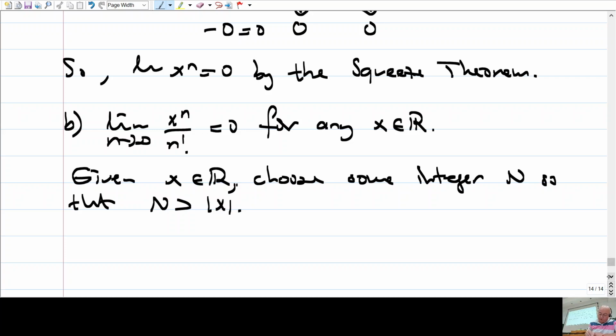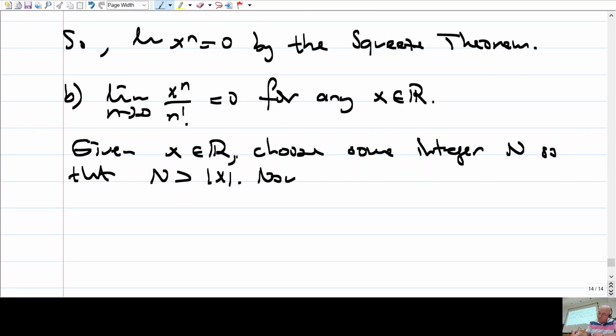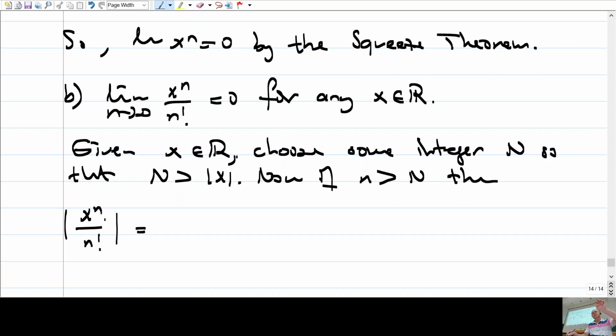Then we have the following. Now, if n is any other integer larger than this, then we have what? Let's see. The absolute value of x to the power n over n factorial. Well, this is what? This is just x multiplied with itself n times. So this is just x to the power n. And then this is n factorial.